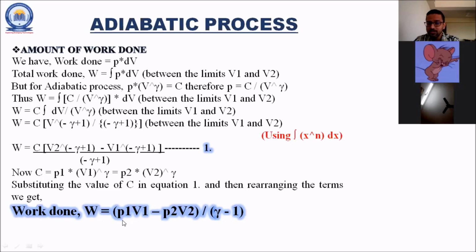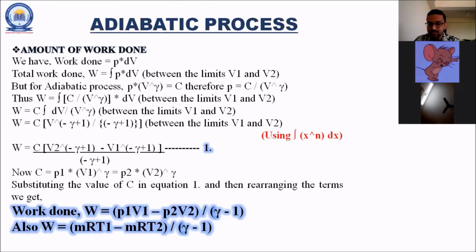Okay, so now we are already aware that PV is equal to MRT. So I can write down P1 V1 is equal to MRT1 and P2 V2 is equal to MRT2. MR remains constant, so it is removed from the bracket. And finally, I am getting this answer. W is equal to MRT1 minus MRT2 upon gamma minus 1. Very easy to understand. P1 V1 MRT1, P2 V2 MRT2. PV is equal to MRT.